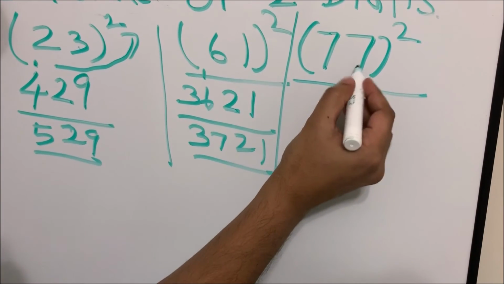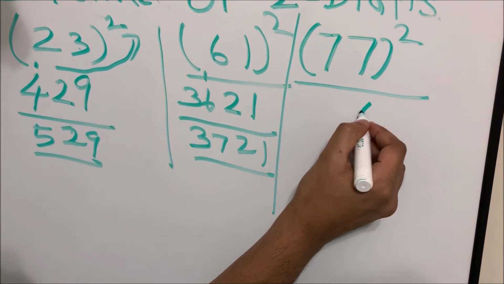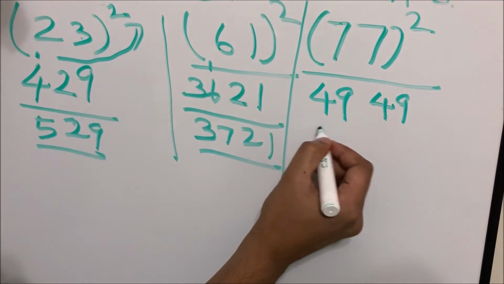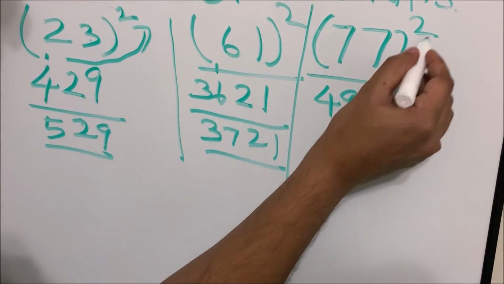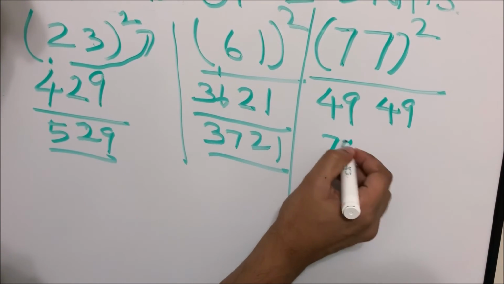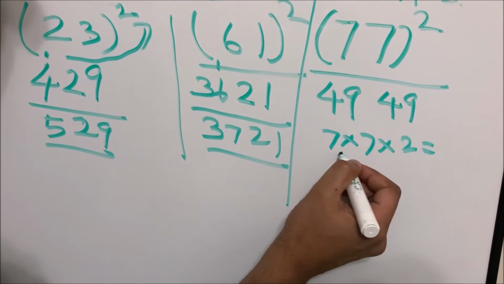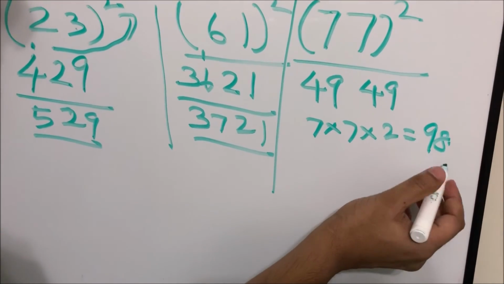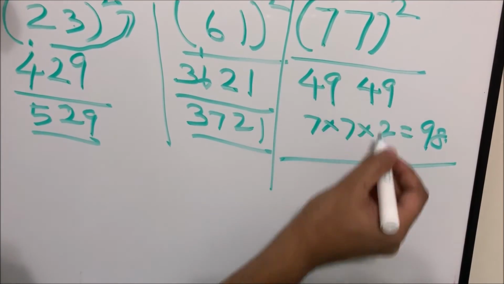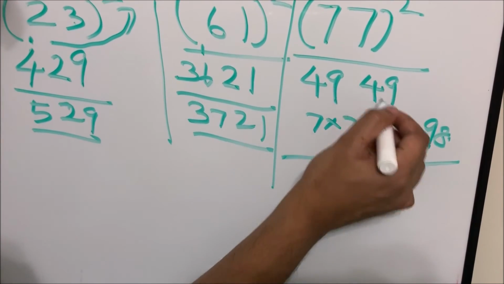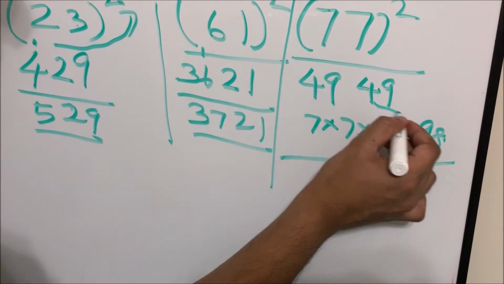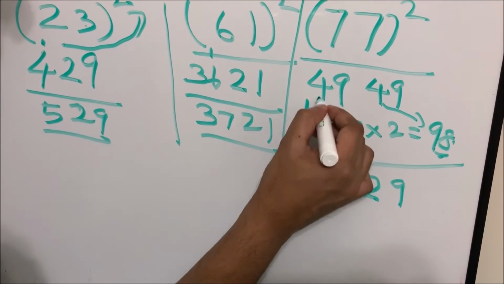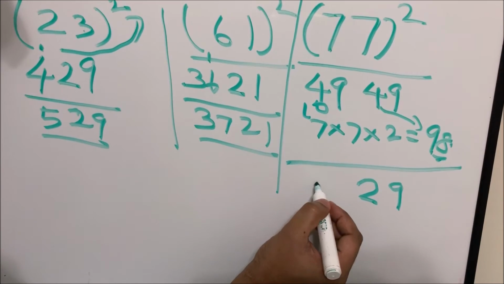First digit 7, 7 sevens are 49, and then second digit 7, 7 sevens are 49. Now multiplying 7 into 7 into 2, which is 49 into 2, is 98. So writing the answer, in this 49 I am writing this 9, carrying over the 4, and 98 plus this 4 is 102, writing this 2 and carrying over the 10, then 49 plus 10 is 59. This is the answer.